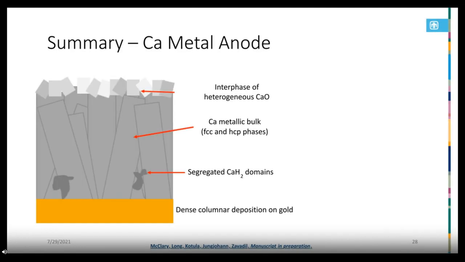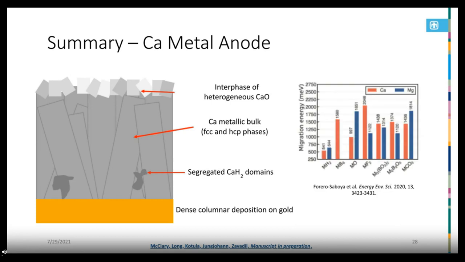So where that leaves us is a picture like this. We have only calcium hydride domains near the gold electrode, which is okay because I'll show you in a second. The heterogeneous calcium oxide also has a somewhat manageable migration barrier. You can see here the MO, it's the red MO. It is higher than the hydride, but it's not as high as the magnesium case. And so these are ongoing research studies that we're doing, and we will be publishing this shortly.